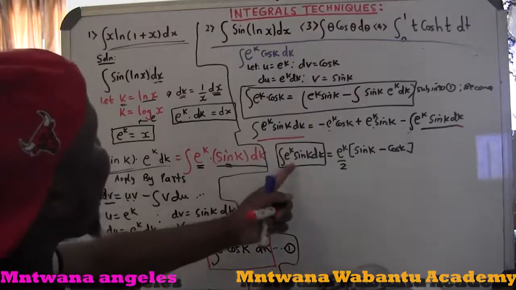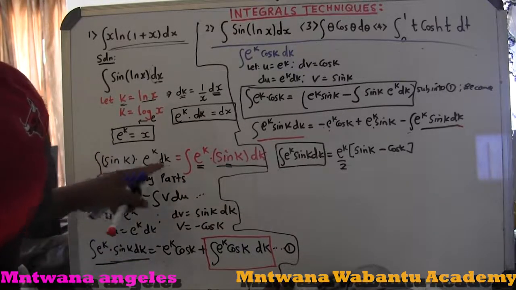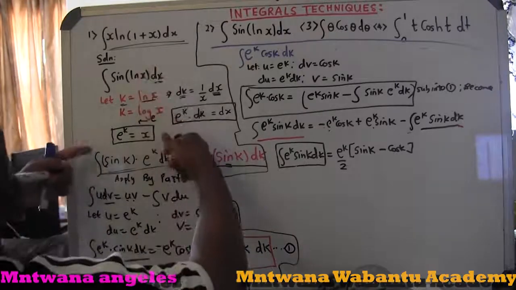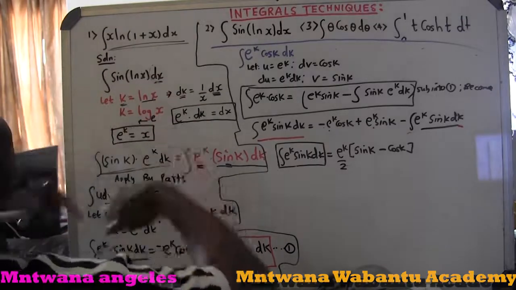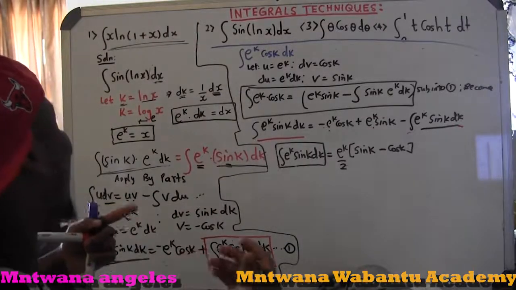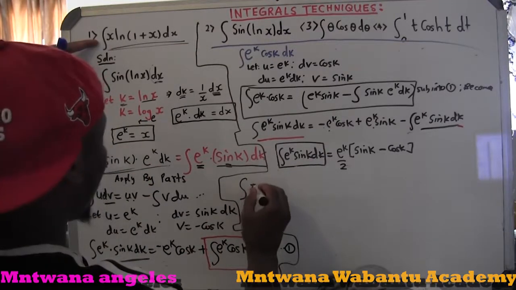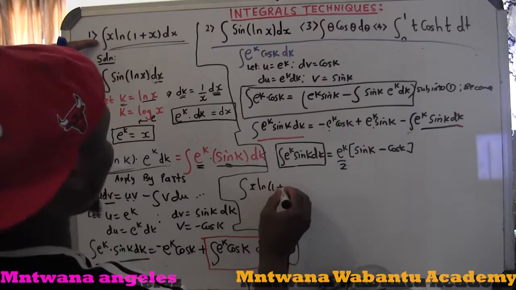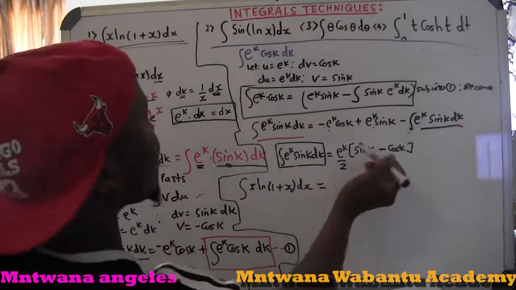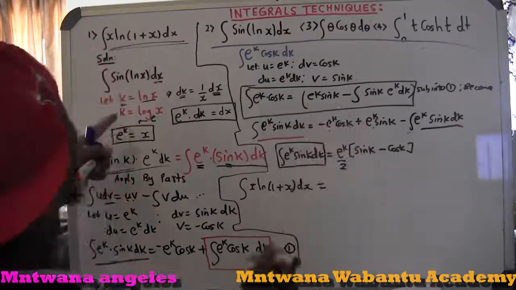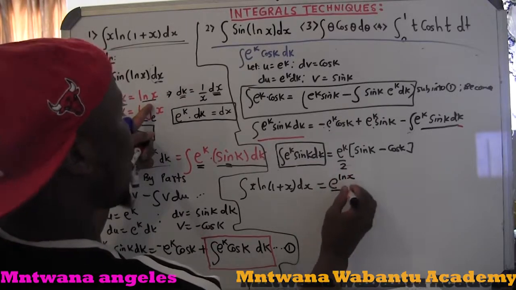Now remember, the integral of e^k sin k was derived the way I replaced before: it was k, it was x. So this is exactly the same as this one, but in terms of k. Now we want to revise in terms of x, because the question was not given in terms of k. So this is the same as integral x ln of 1 plus x dx, and now I don't need k anymore. What's the value of k? k equals ln of x. So this is going to be e^(ln x) over 2.